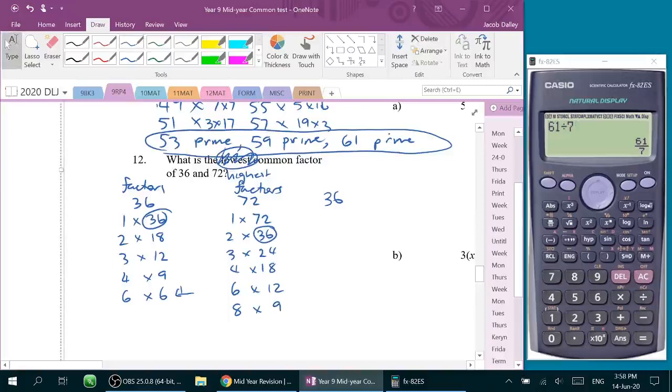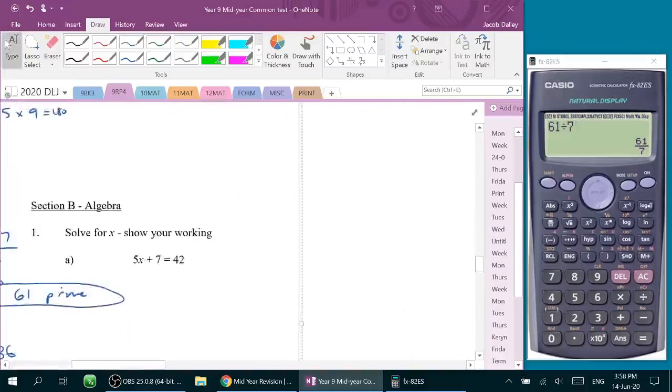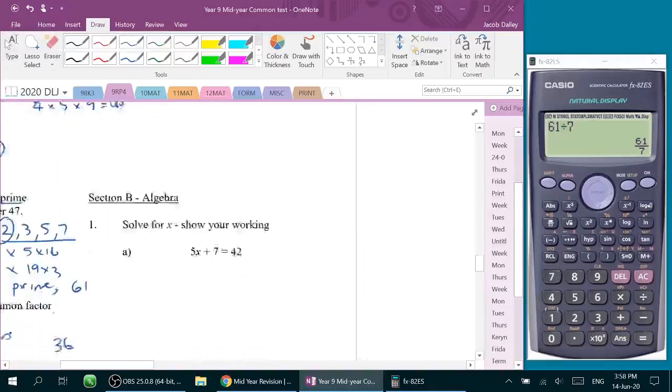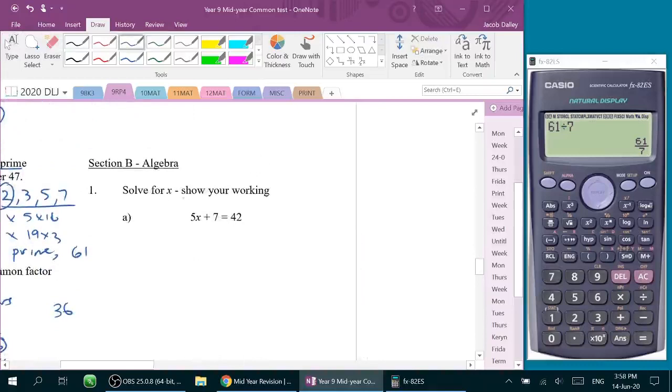Yeah. Alright. Moving on to our algebra. Just might rub that out so it's out of the way. Okay. Solve for x. Show your working. 5x plus 7 equals 42.